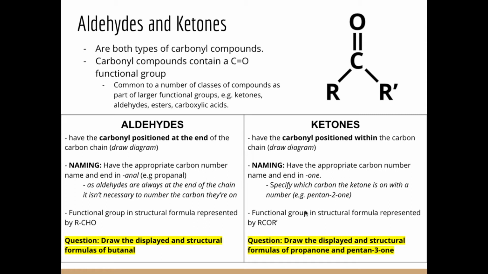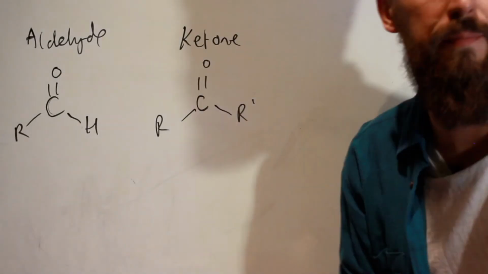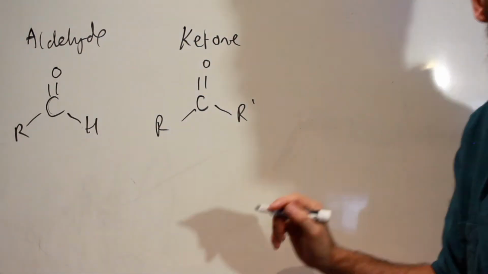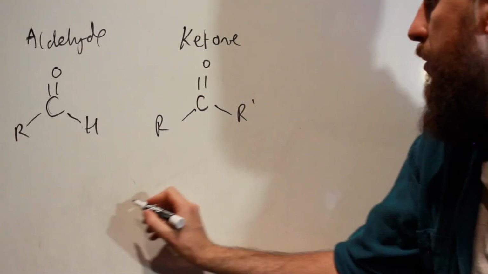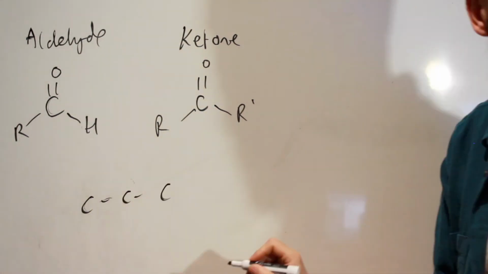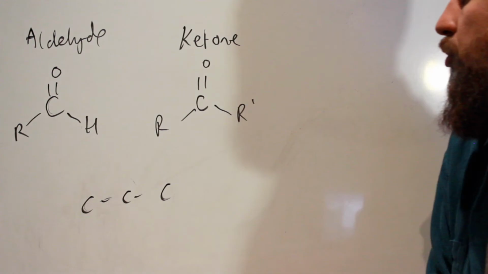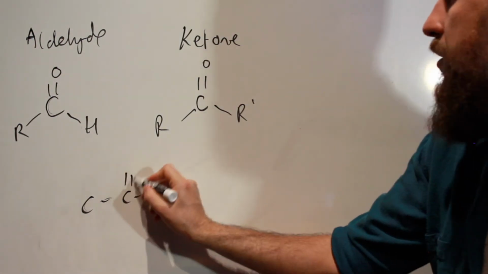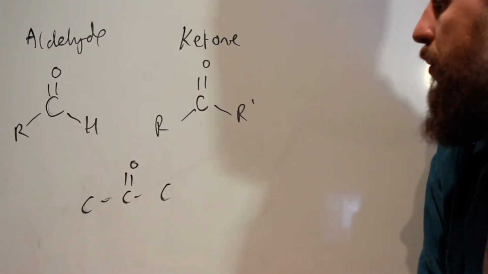Let's practice that. Can you pause, draw the displayed and structural formulas of propanone and pentan-3-one? Do that now and then check. Well, you might notice we don't have the number on propanone after I've just stressed the importance of having the number. If we draw propanone where we've got 1, 2, 3, there's only one potential option here. We can only have it on 2. So we don't have to say 2-propanone because there's no other option.